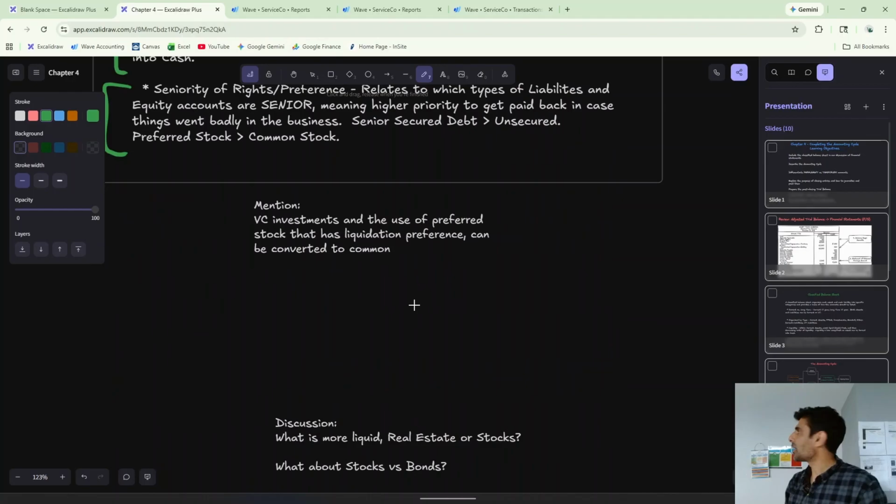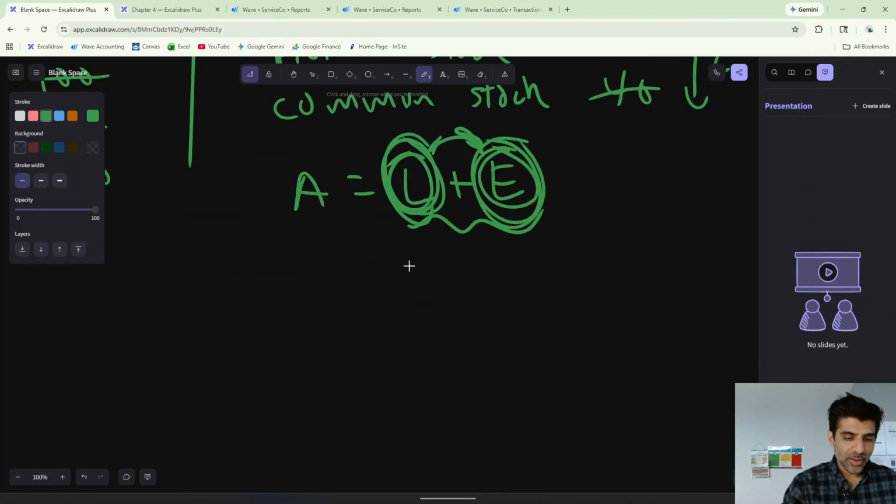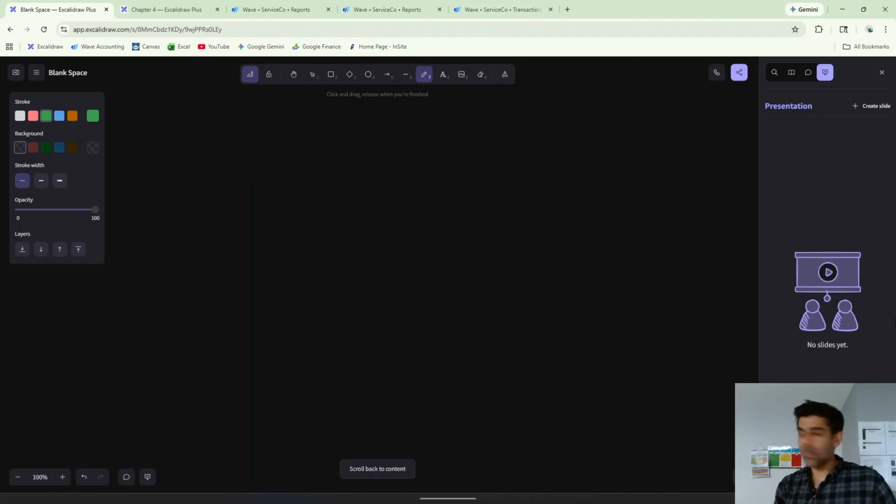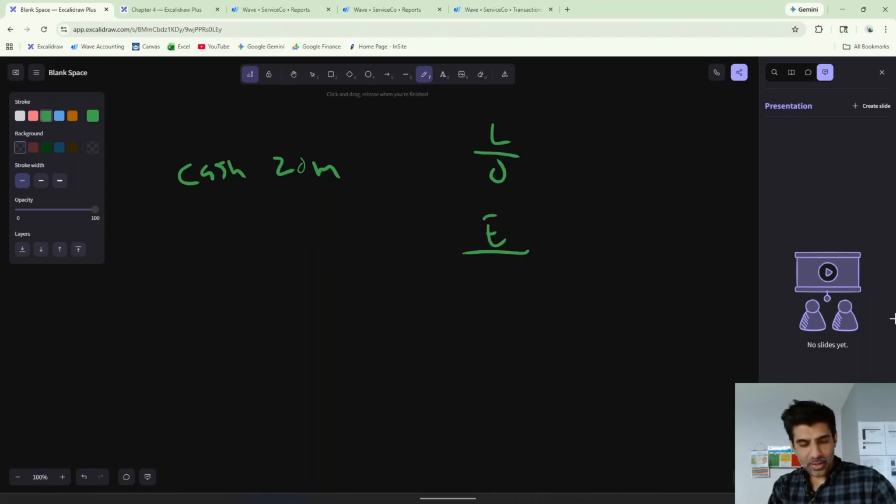So you can actually convert between these two. An example is venture capital. If you are a venture capital firm, and let's say you invest in some startup, and you're going to put in $20 million. So let's say the company is going to have cash of 20 million, and no liabilities. No one's going to lend them anything. Their equity is going to first be preferred stock, 20 million, and then the common stock is technically zero. There's a way of accounting for this, but just to make this easy, it's zero.